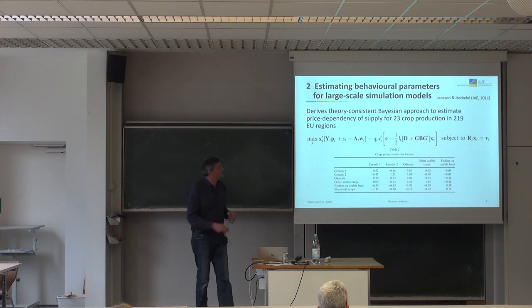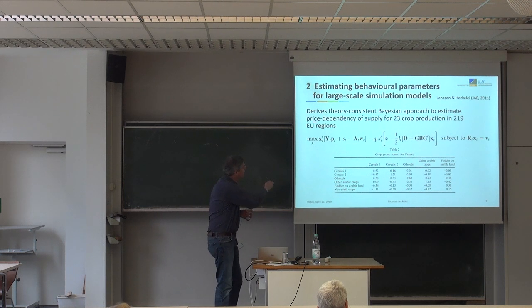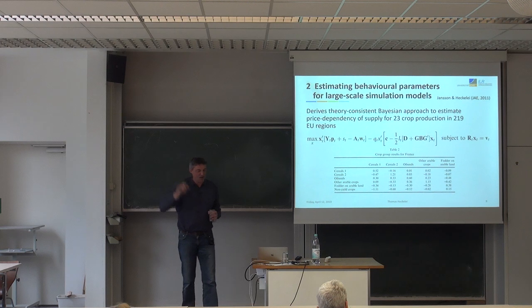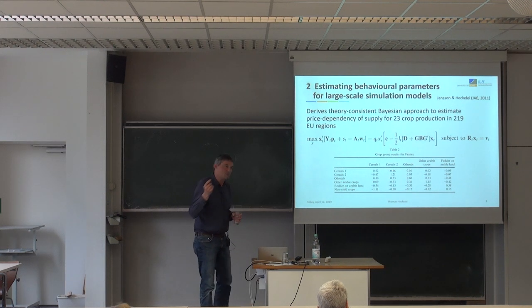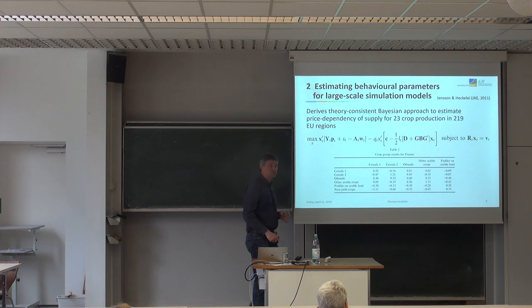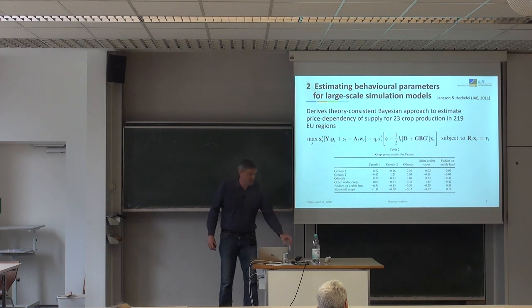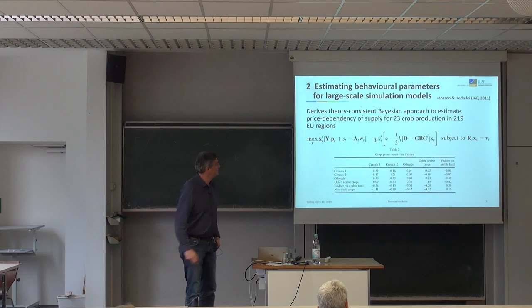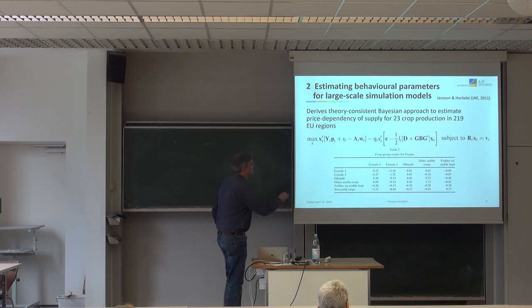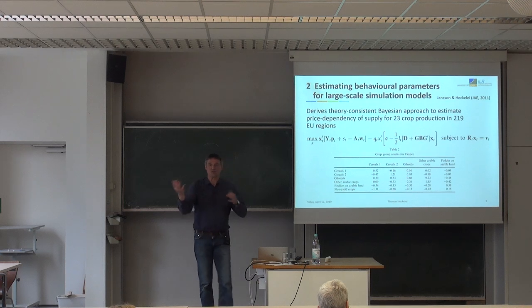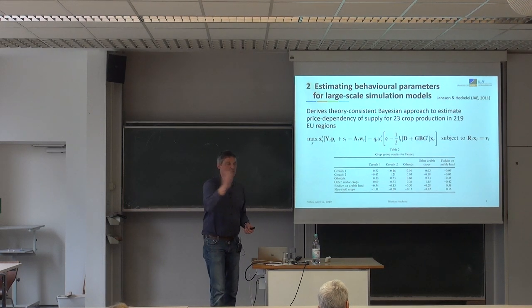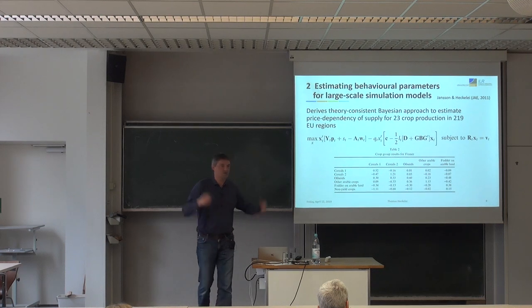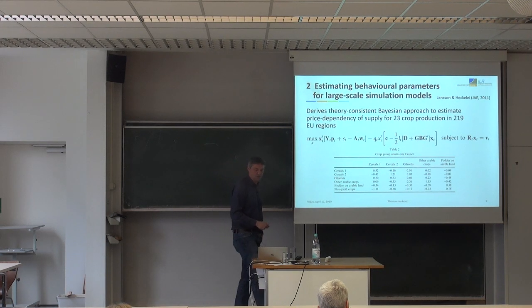And we have here in the study by Jansen and Heckelei derived a theory-consistent Bayesian approach to estimate the price dependency of supply for 23 crops across 219 EU regions. The special things about this study is, for one, this large scale. It's very rarely done at this level. And the theory consistency in a model that captures the decision-making of the farms having to choose between many crops under their specific conditions, depending on prices of outputs and inputs and so on.